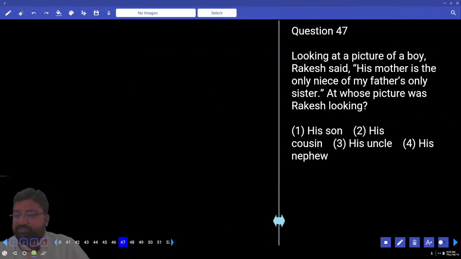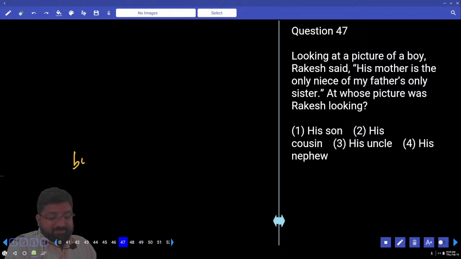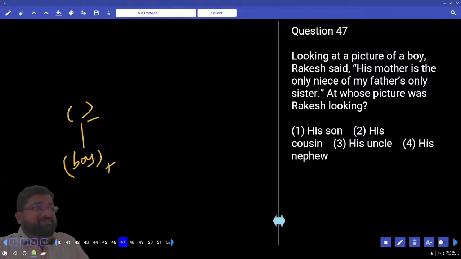Looking at the picture of a boy, Rakesh said, his mother is the only niece of my father's only sister. His mother, that is the boy's mother, obviously. Who is she? The only niece of my father's only sister.